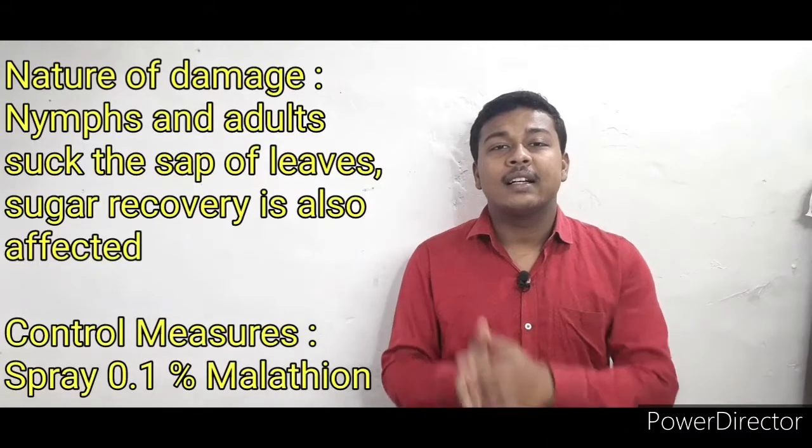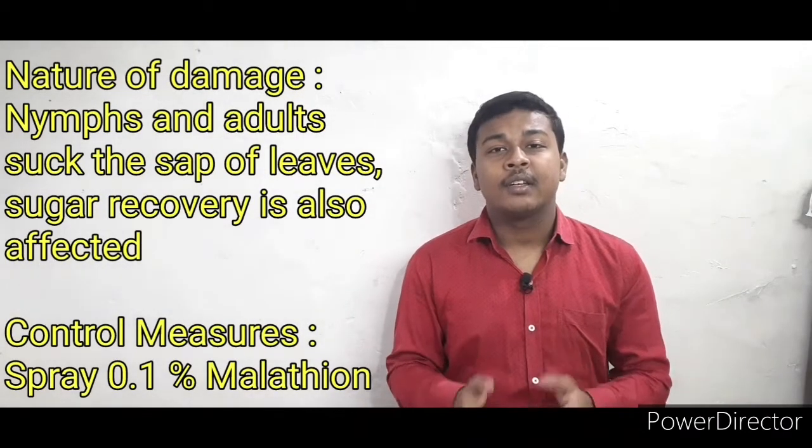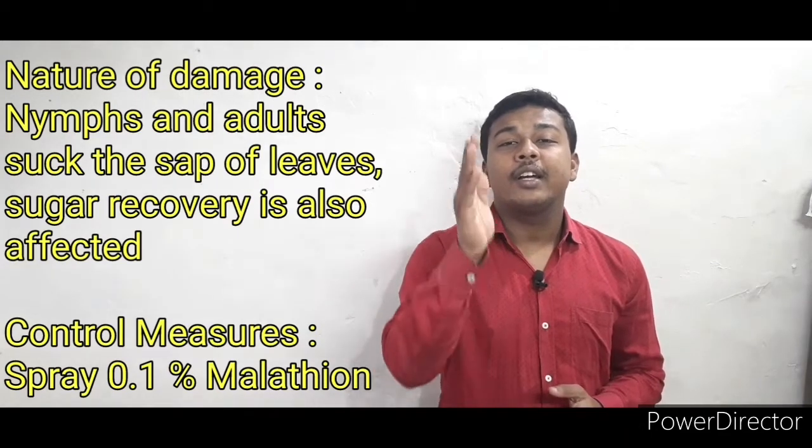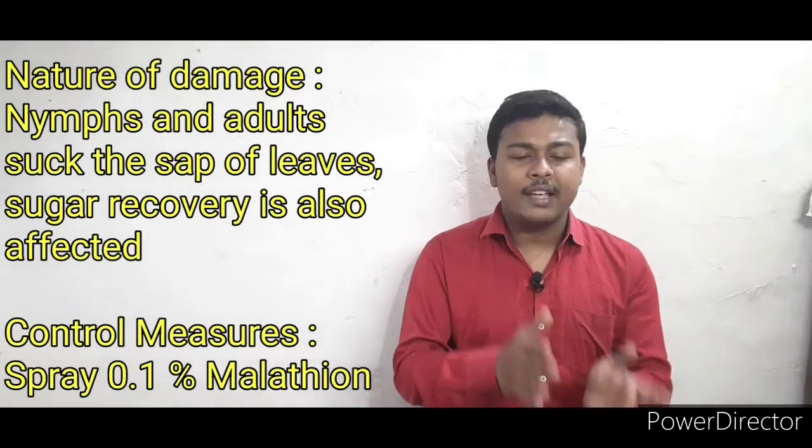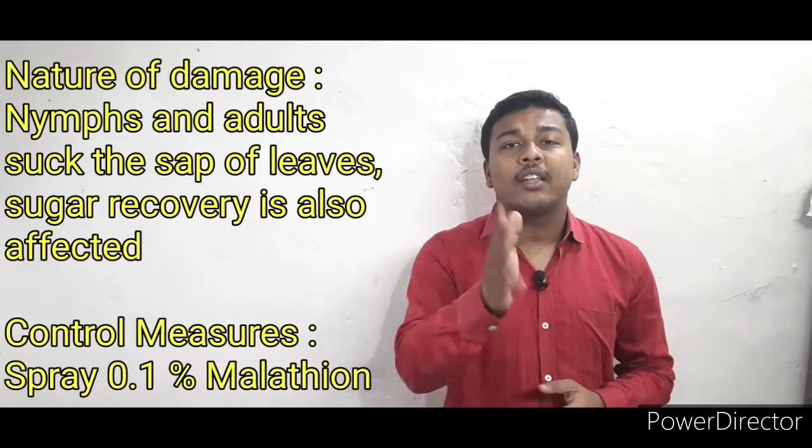In this, the nymphs and the adults suck the sap of the leaves. Sugar recovery is also affected. And to control this, spray 0.1% Malathion.